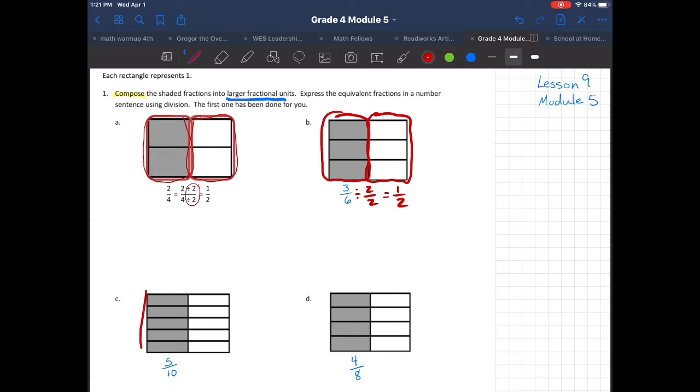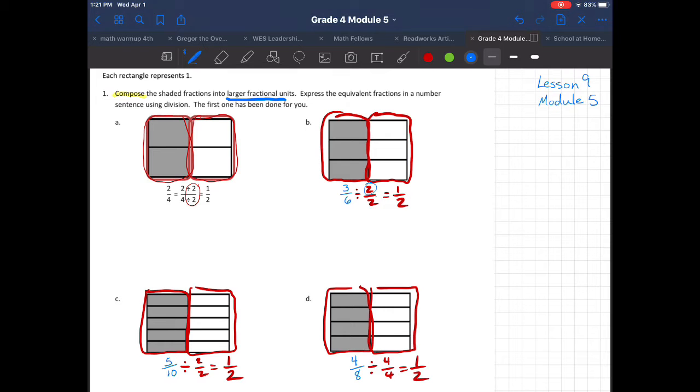C is 5/10. If we put it back together to make it into halves, we're going to divide again by 2/2 to get it to become 1/2. 4/8. We're going to put it back together into halves, and we'd have to divide this one by 4/4 to make it be a half. So just like multiplying to make equivalent fractions, as long as you have the same number in the numerator and the denominator, you're going to get an equivalent fraction.